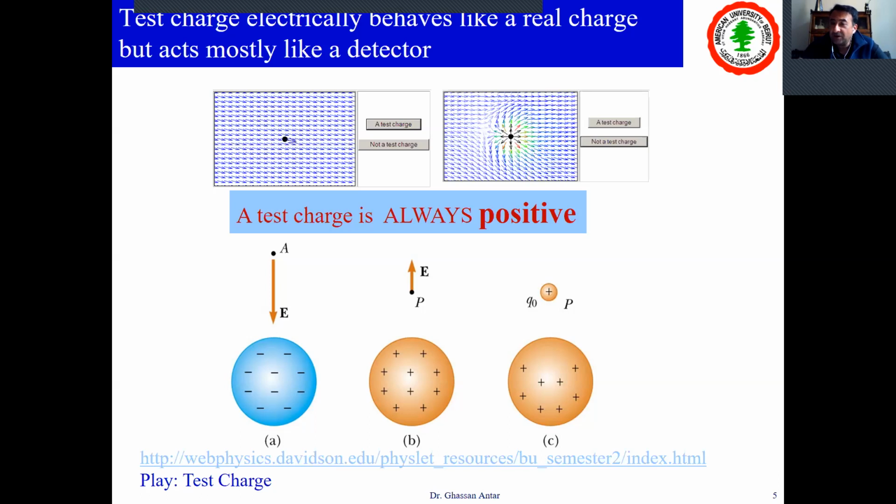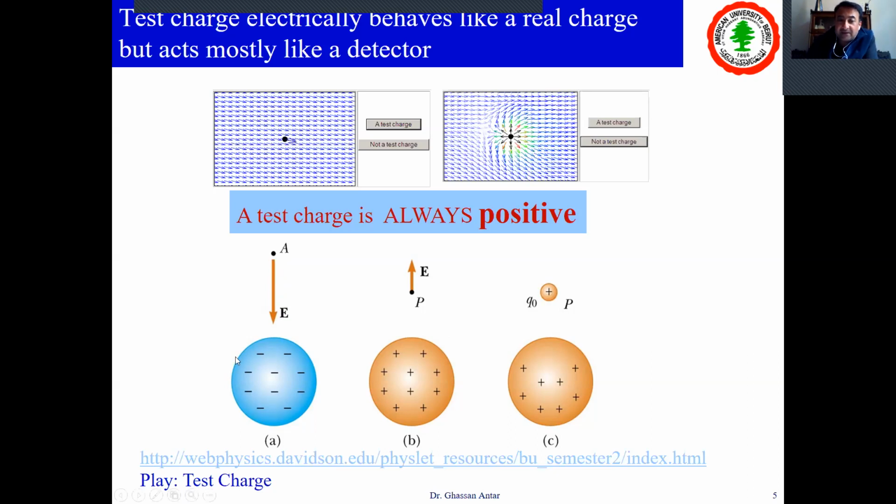Now, the question is, what's the electric field at point A? I have a real charge, the blue charge, and it's negatively charged. Since the real charge is negative and the test charge is positive, the test charge will be attracted to it. Thus my electric field will point downward, towards this attraction, towards this motion of the test charge. So for this reason, the electric field will point towards the negative charge.